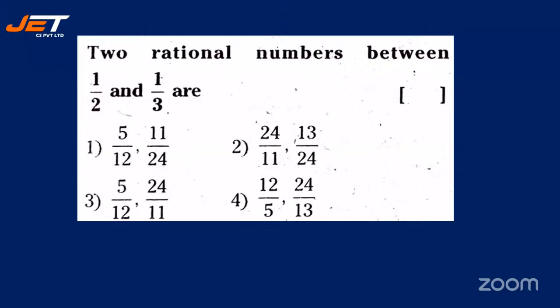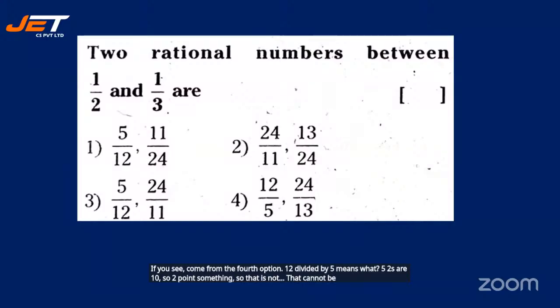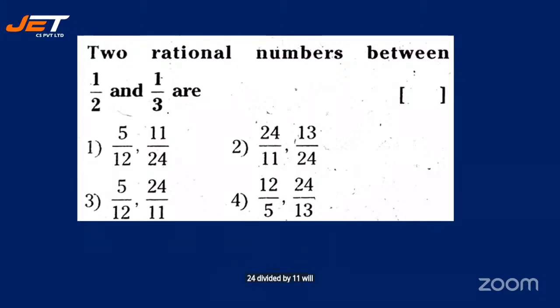See, 1 by 2 means something like 0.5, isn't it? If you see, come from the fourth option. 12 divided by 5 means what? 5 twos are 10. So 2 point something. So that cannot be the answer. If you take the second one, 24 divided by 11 will give you 2 point something. So even that cannot be the answer. If you take the third option, 5 divided by 12. Okay. Yes. So this could be point something. But at the same time, you see 24 divided by 11. That becomes 2 point something. So even the third one cannot be the answer.